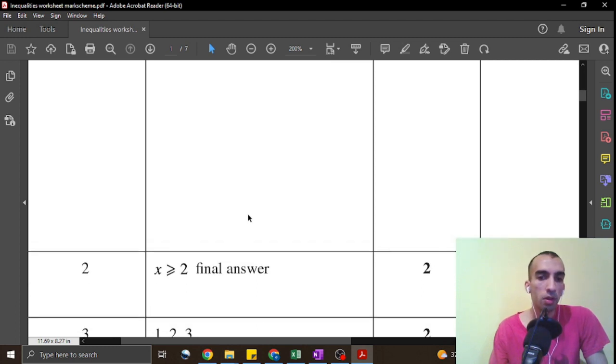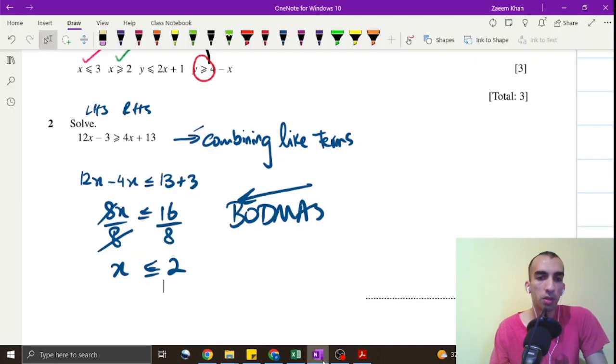Oops. That answer is x is greater than or equal to 2. Our answer is x is less than or equal to 2. Let's go and see what's wrong. Oh, I used the opposite sign. My bad.